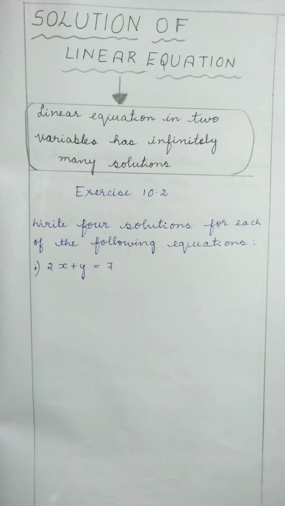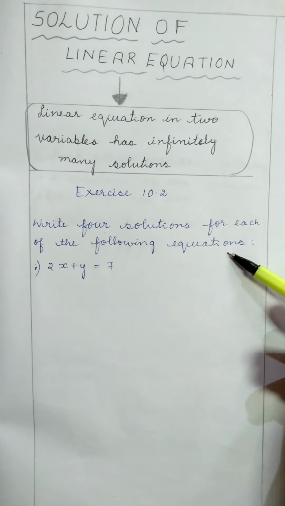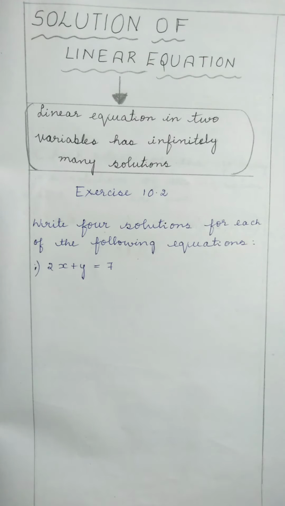Therefore, a linear equation in two variables has infinitely many solutions. It can have many solutions. You can give any number of values to the variables x and y. To understand this concept, let us solve the exercise problems. Exercise 10.2. In that, the first problem we have: write 4 solutions for each of the following equations.